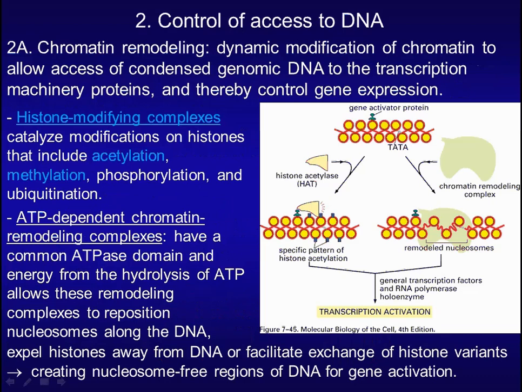The second way to alter gene expression is to control access to DNA. There are two ways to control access to DNA. First, chromatin remodeling. Chromatin remodeling can be achieved by two major complexes. One is histone-modifying complexes. Second one is ATP-dependent chromatin remodeling complexes. For NBME, we will focus on histone-modifying complexes. They modify histone by acetylation, methylation, phosphorylation, and ubiquitination.